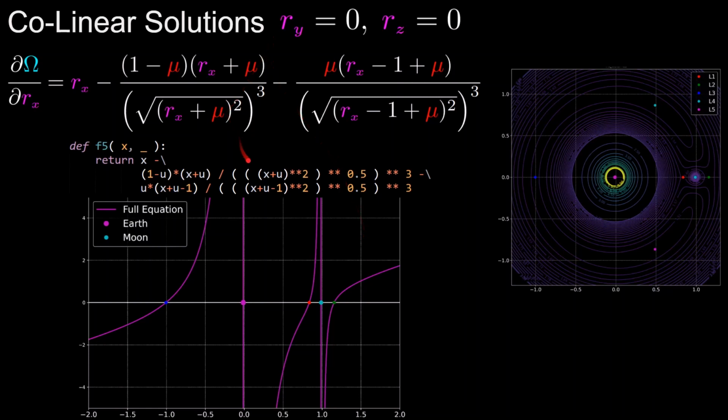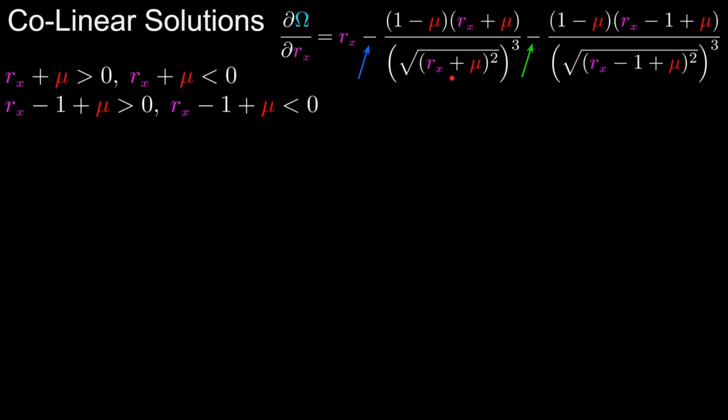So again, we could just do that, or we could be more rigorous about which roots of this expression correspond to which points, so we don't have to guess and check. In order to do that, we have to consider 4 scenarios that correspond to the position expressions being either positive or negative values. So we must consider when rx plus mu is positive or negative, and same with rx minus 1 plus mu is positive or negative. And we'll go over each of the 4 combinations one at a time.